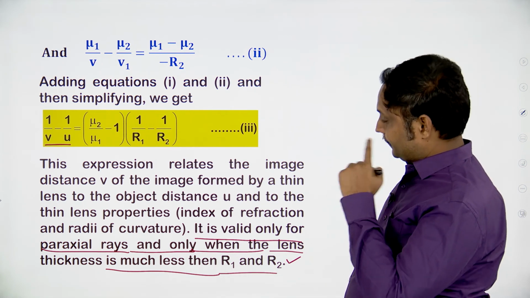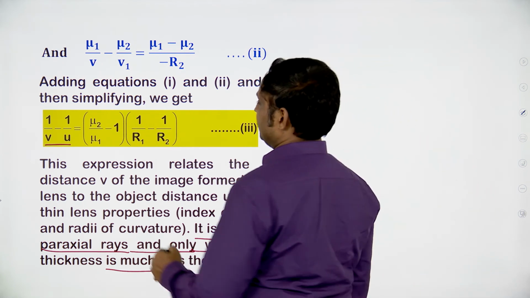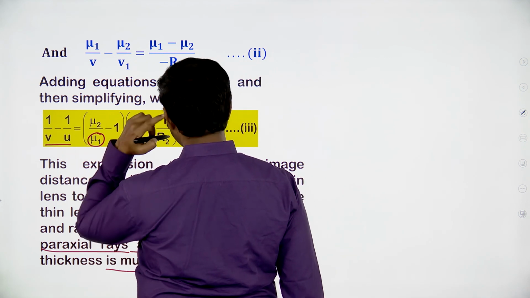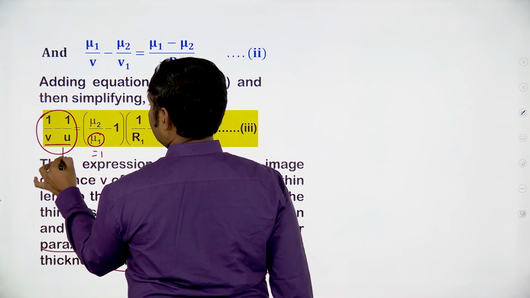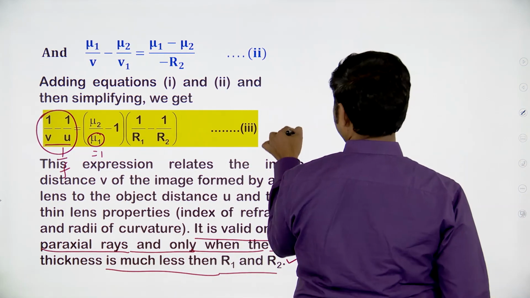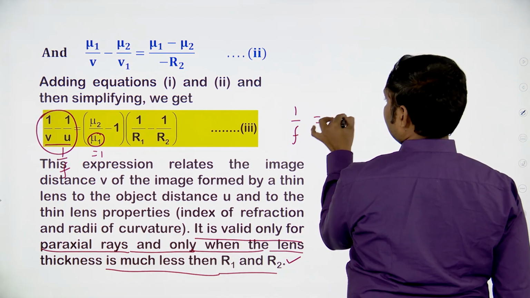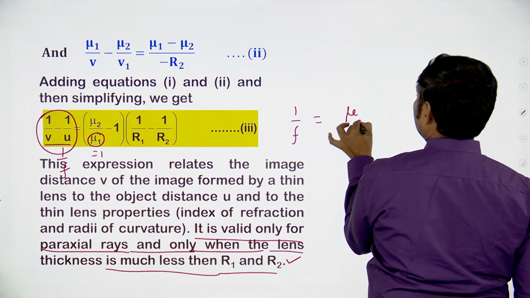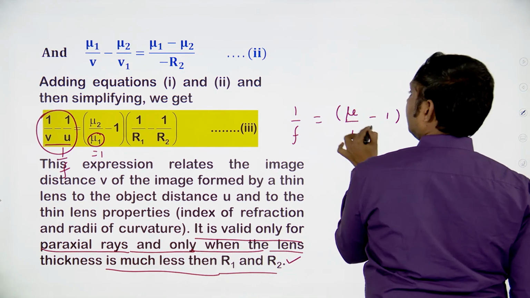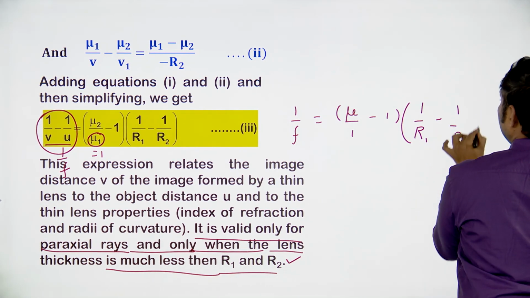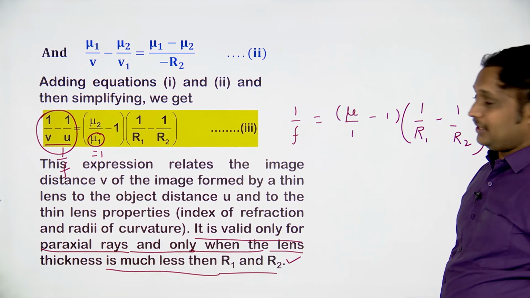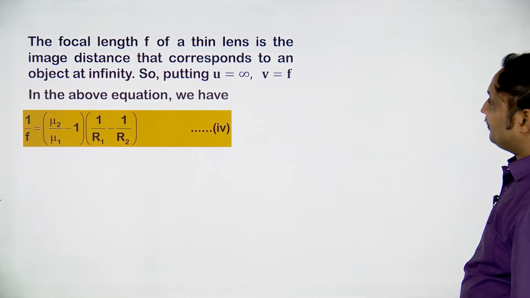Now, generally if you get this one, this is going to be equal to 1 by f. So finally, we are going to get 1 by f is equal to (mu minus 1) times (1 by R1 minus 1 by R2). This is going to be the expression for the lens maker's formula. Let's have a look into that matter.